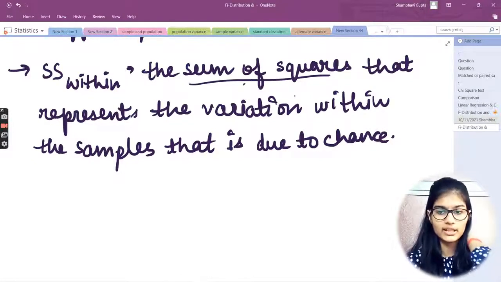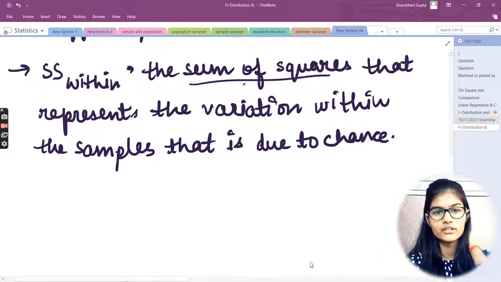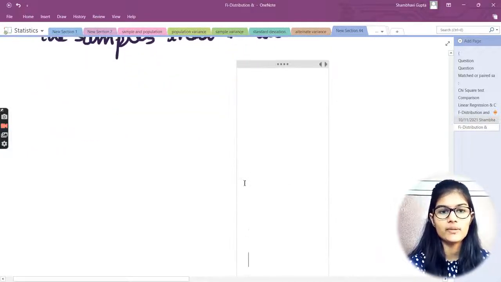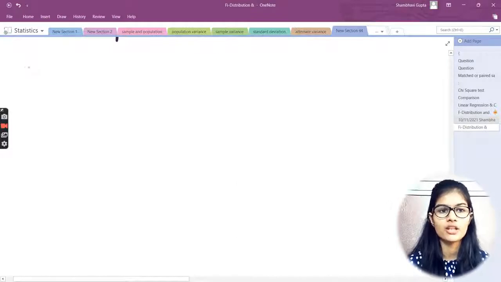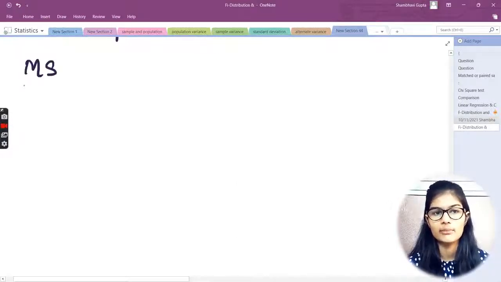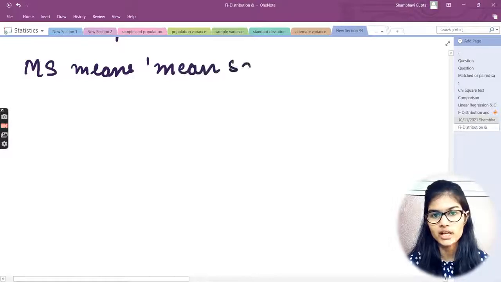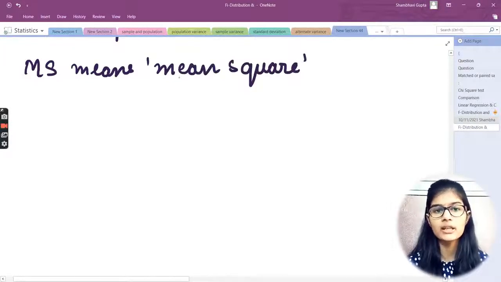Next we have some more things to go ahead with. I will just start writing those things rather than dictating them. So right here we go. Now we have another term, MS, capital M, capital S. What does that actually mean? MS means the mean square. It's the mean, and here it is the square. So MS means the mean square.